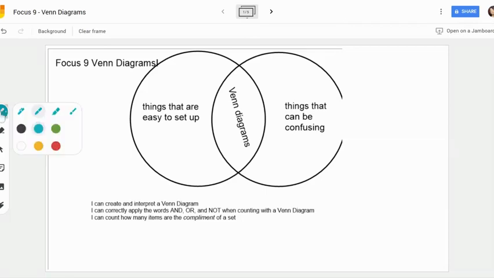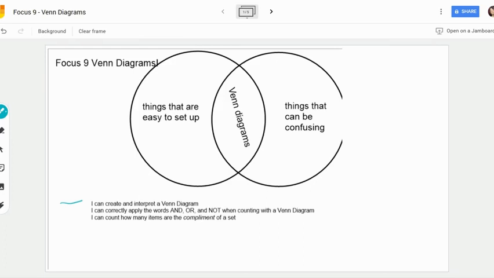So our objectives are we're going to be able to create and interpret a Venn diagram. We want to know what the words and, or, and not mean. It sounds easy, but it's a little tricky at times. And we need to count how many items are in the complement of a set.